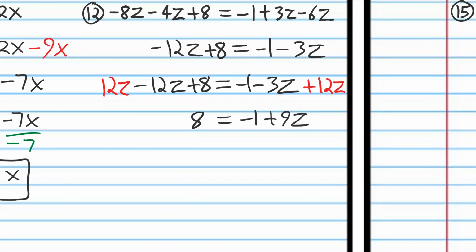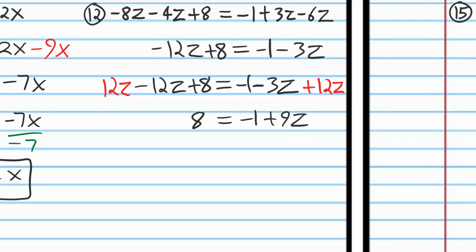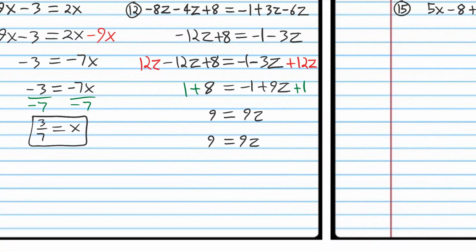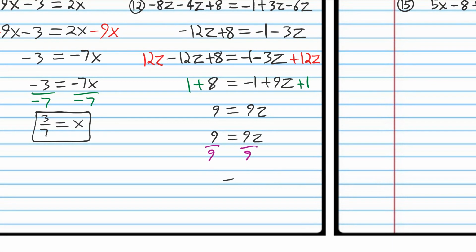So as you can see, things are getting a lot simpler. We're down to a two-step problem. So now we're going to add 1 to both sides, and we have 9z is equal to 9. We're about to perform an operation on both sides of the equation, so we rewrite. And then we're going to divide both sides by 9, and we get z is equal to 1.